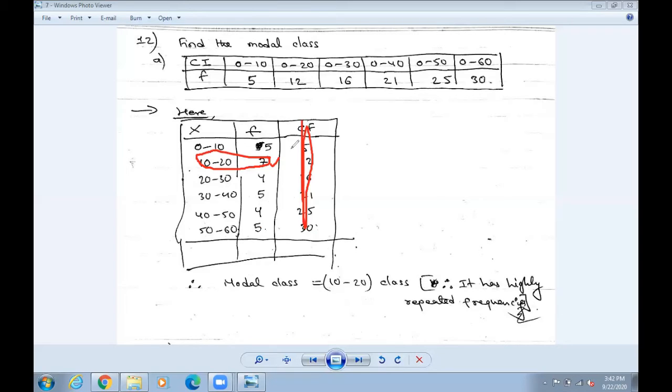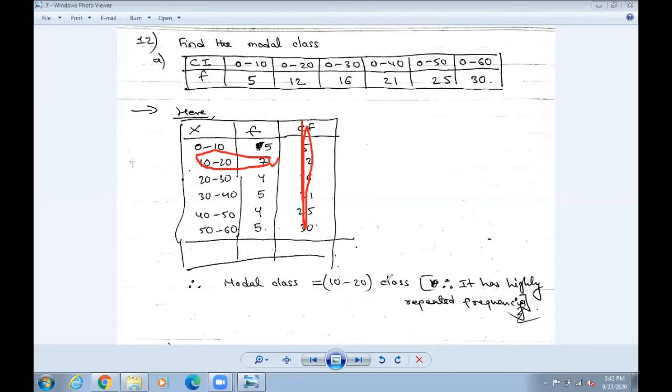Why did we find it this way? Because all the numbers start from the same number, 0, but we need to arrange them in this way: 0 to 10, 10 to 20, 20 to 30, 30 to 40. Whatever number you get in the frequency, you write in CF, subtract, and you will get this number, then check the frequency. Frequency 7 is the highest number. That means 10 to 20 is the modal class.